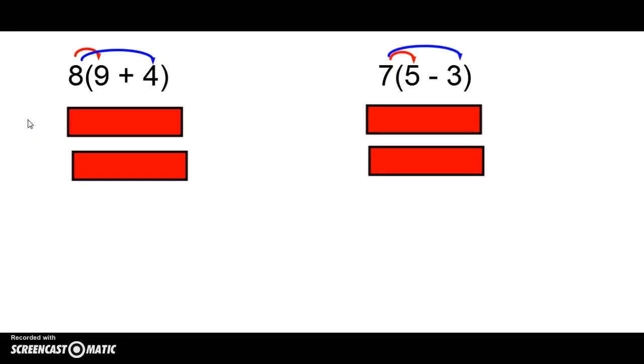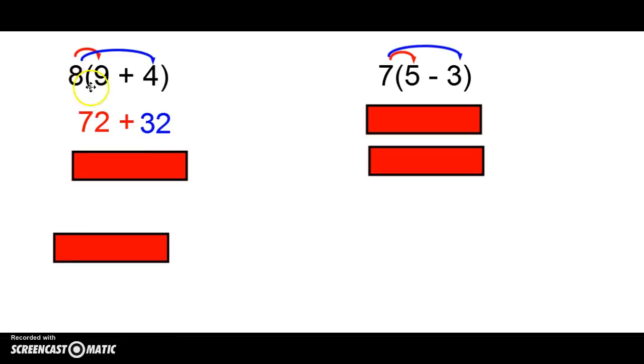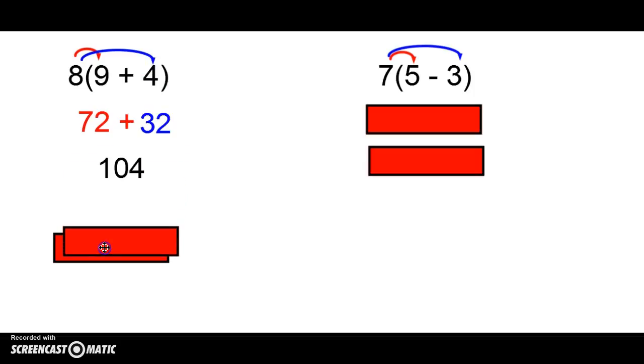All right, so the first one, with distributive, you would say 8 times 9 plus 8 times 4. Of course, PEMDAS would say you could do 9 plus 4 and get 13, and then multiply it times the 8, and you would get the same answer either way. So, step by step, 8 times 9 is 72, 8 times 4 is 32, and then when you add the two together, you get 104. Go ahead and try it if you'd like, but 8 times 13 would be 104 as well.